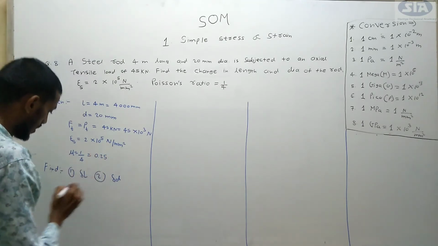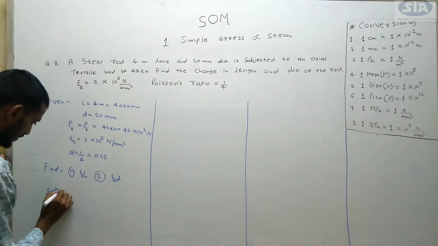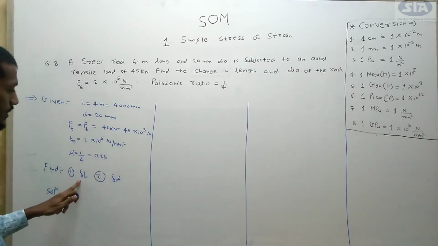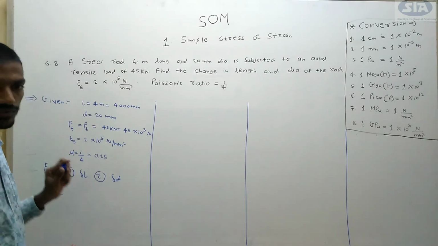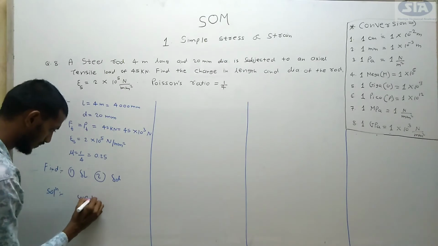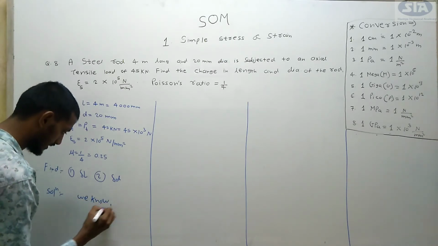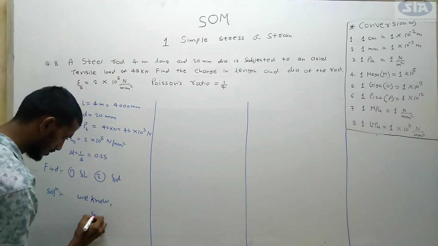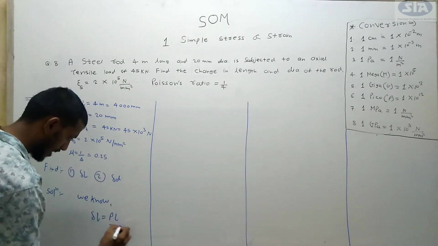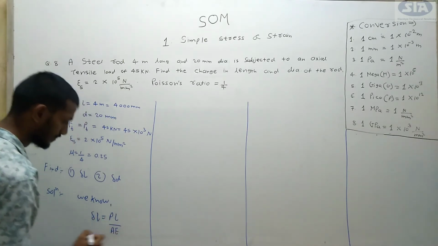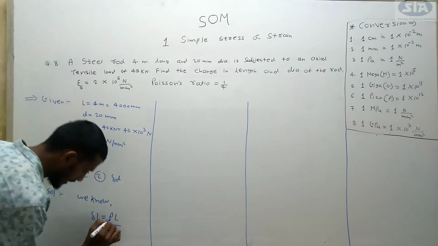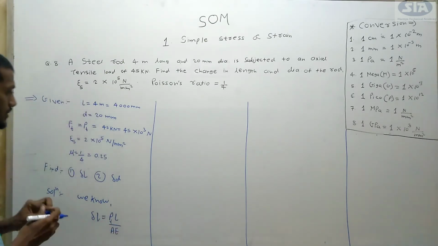Okay. So now the solution. Now we have to find out delta L. We know the direct formula of delta L. Delta L is equal to PL upon AE. Now here P is the tensile force, which we already know.